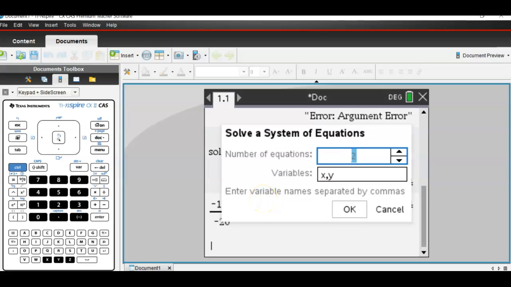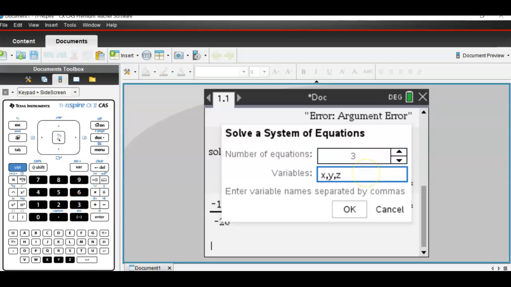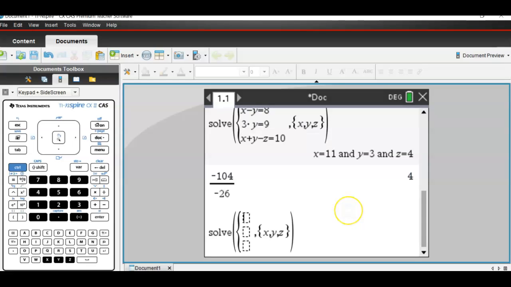Now last time we just hit OK here, but let's read this. It says number of equations. Today we're talking about how many equations? 3. So I need to push the up button until I get 3. And once you hit that, you'll see that you have x, y, and z now. If you press OK, you're going to get 3 boxes. If you type your 3 equations into the 3 boxes, you'll get your answer.